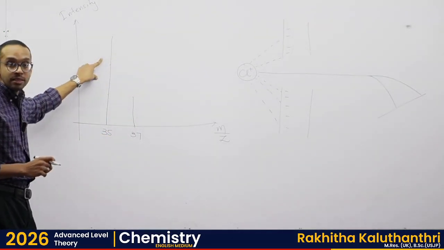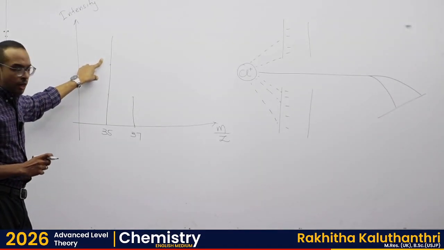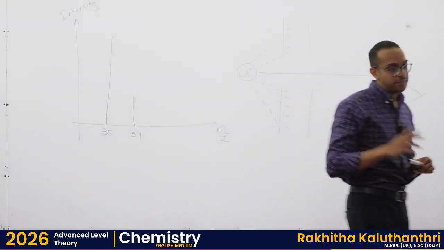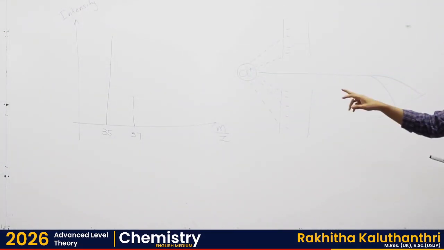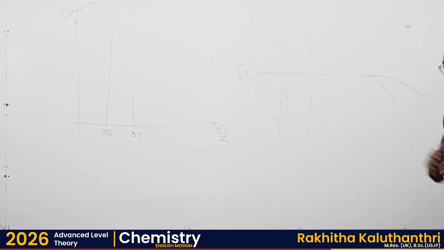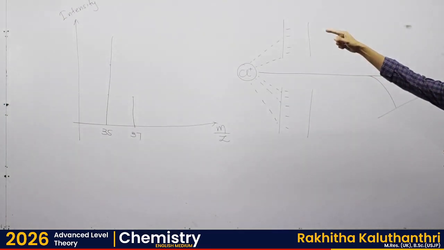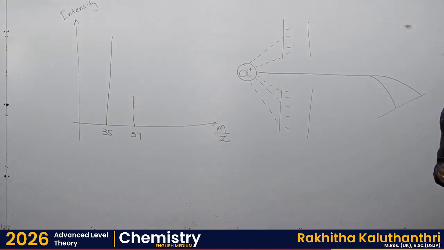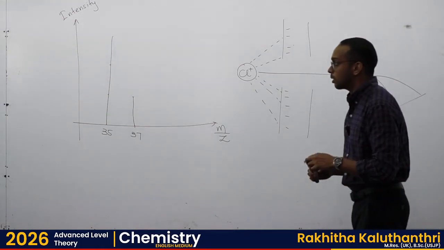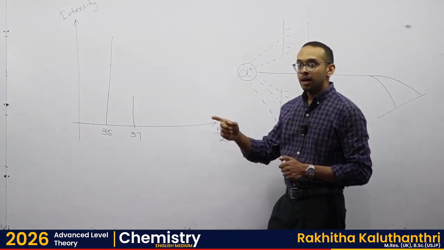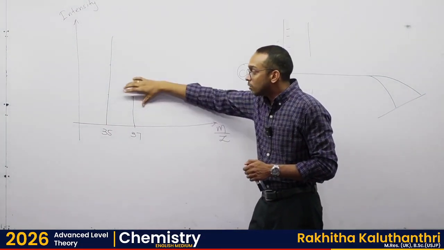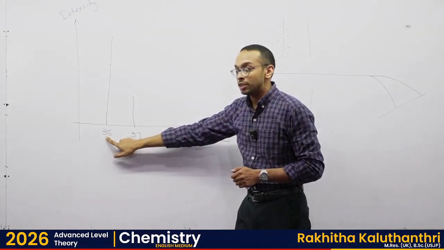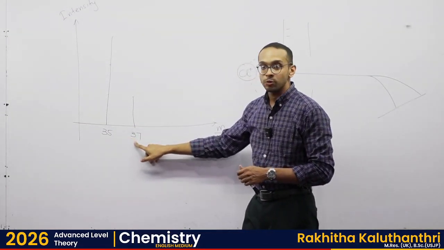These are going to be the heights. Is that clear? Now when you observe these peaks, you will see that the peak at 35 is 3 times taller compared to the peak at 37. This is a very important observation, because this is what will allow us to calculate the percentage abundance of the 35 isotope and the 37 isotope.